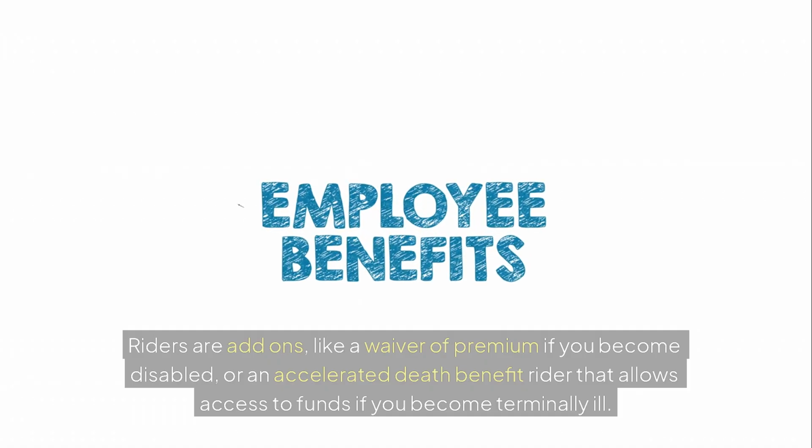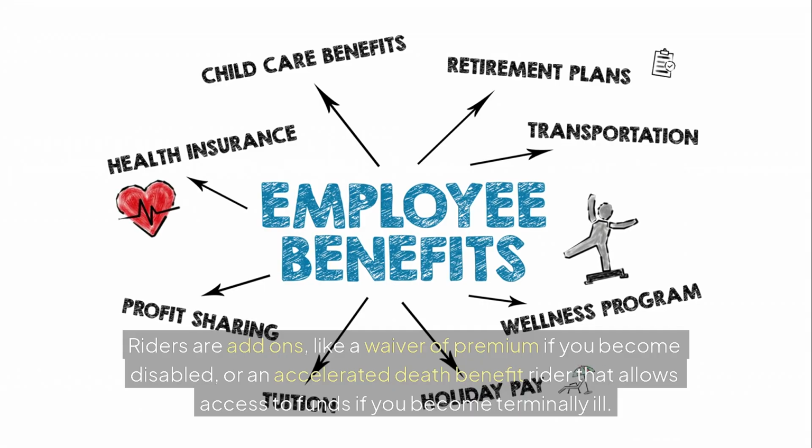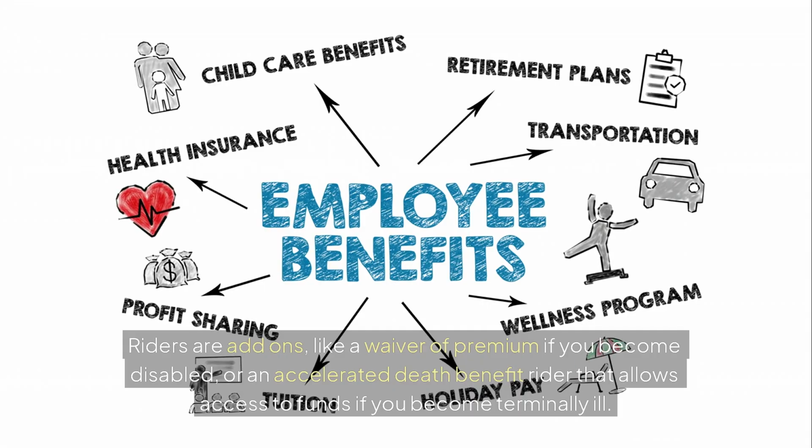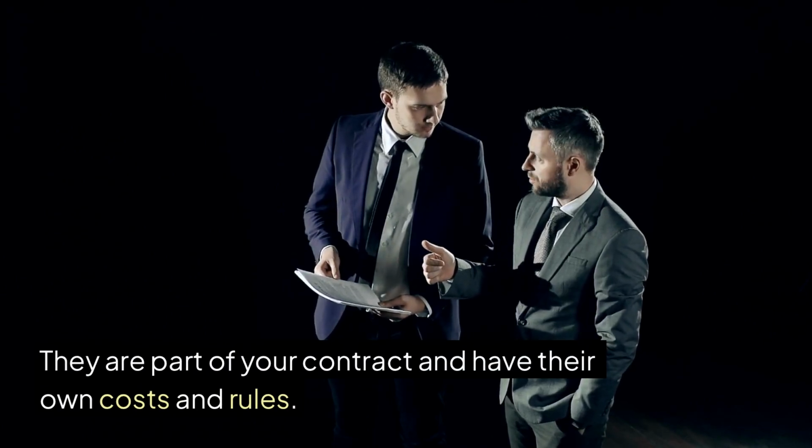This section also lists any riders you purchased. Riders are add-ons like a waiver of premium if you become disabled or an accelerated death benefit rider that allows access to funds if you become terminally ill. They are part of your contract and have their own costs and rules.